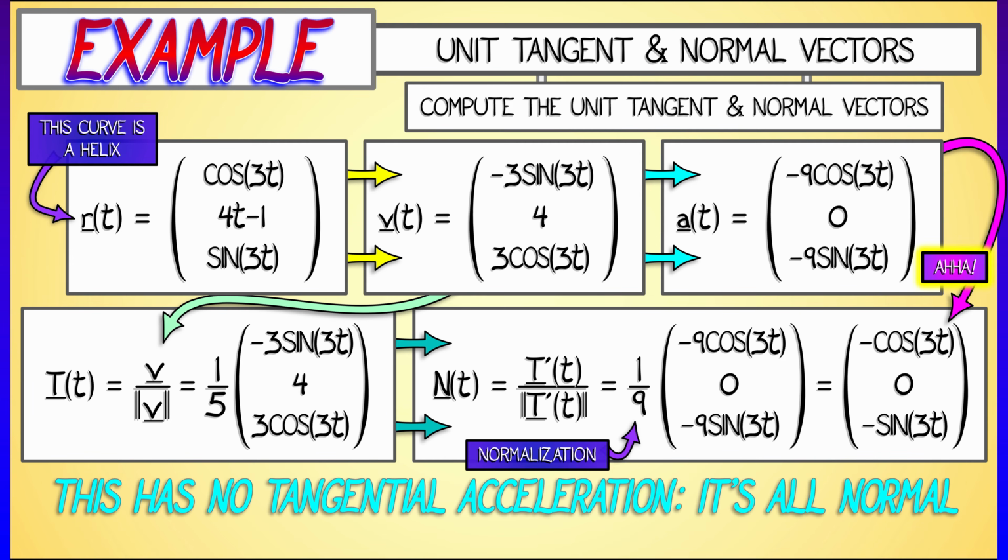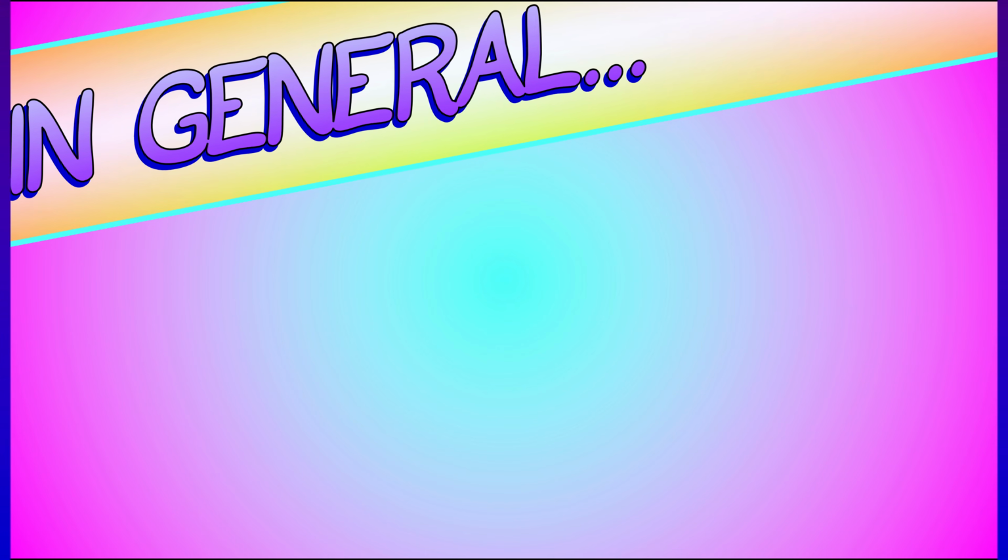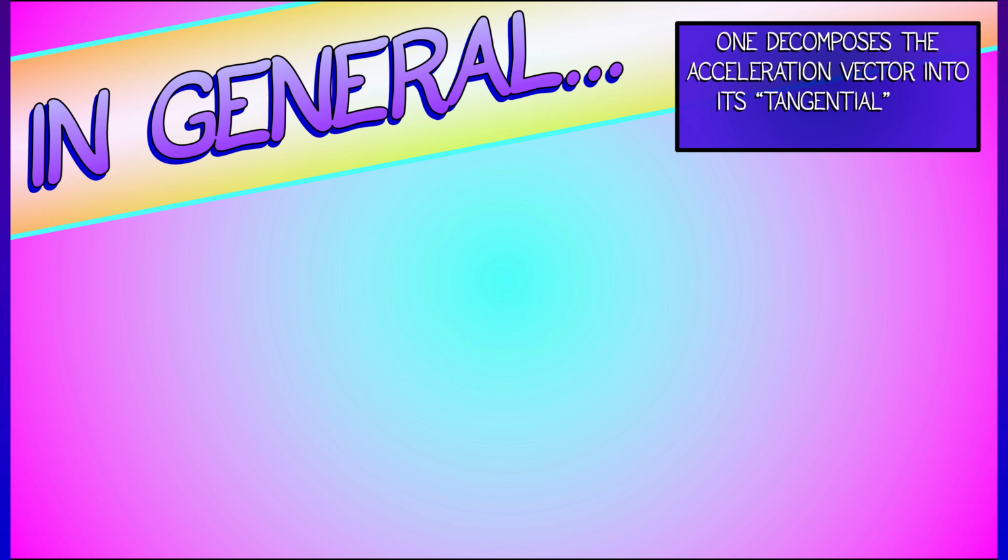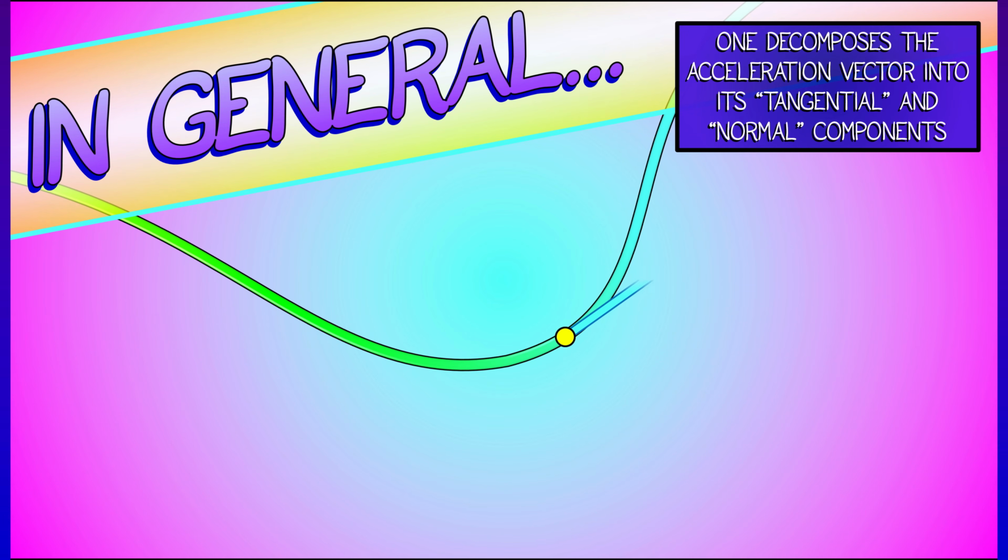And what this means is that this curve has no tangential acceleration. All the acceleration is happening in the normal direction, in the direction orthogonal to velocity. And this really makes sense. Why? Because the speed along this curve was constant. Okay, now in general, what one does is decompose the acceleration vector into a tangential and a normal component.